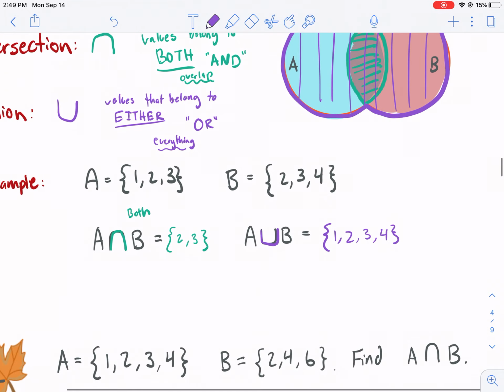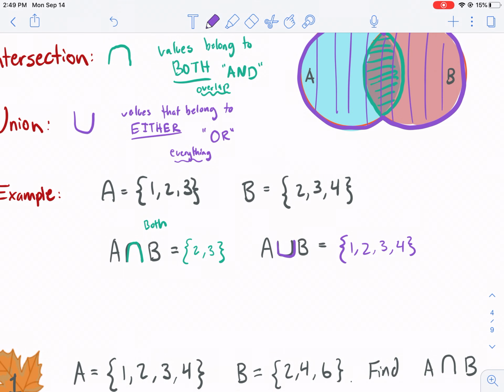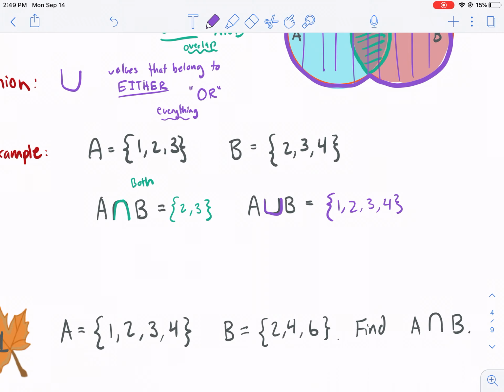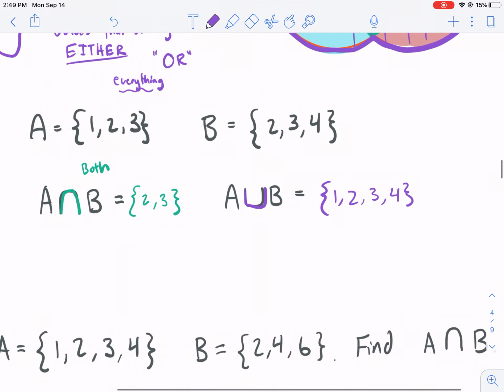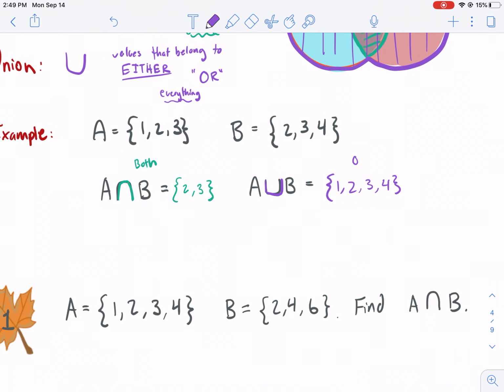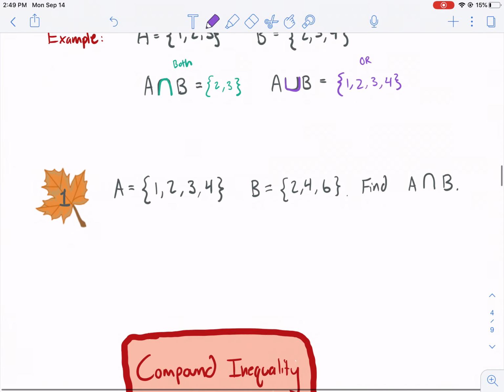That is a set of all numbers. It's a set of everything between A and B. It's the union of both A and B. Those numbers, 1, 2, 3, 4, are either in A or they are in B. So again, we're thinking or. Okay, here's another problem.